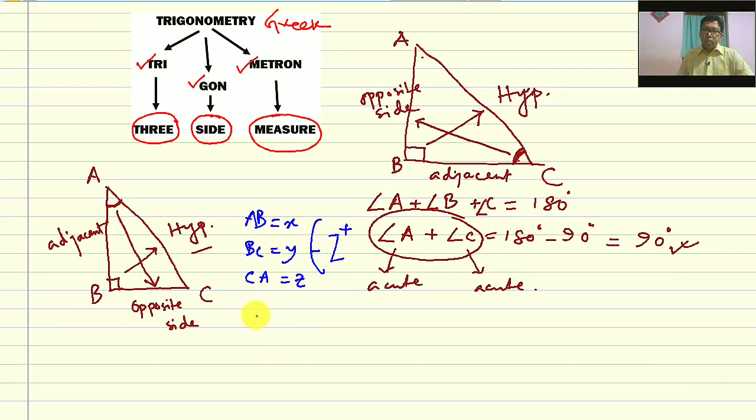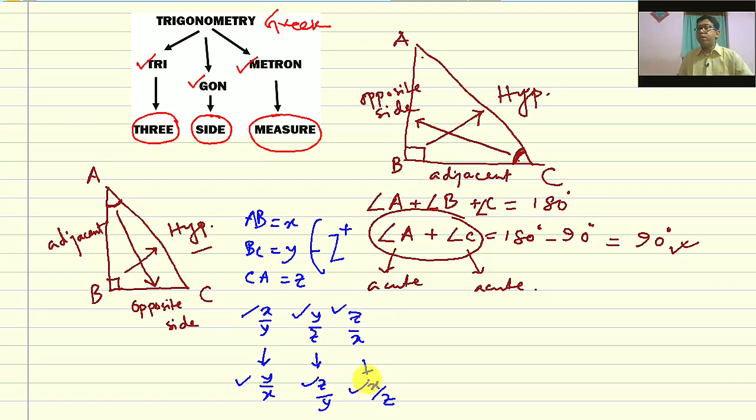Using these three positive integers, you can find six ratios, as for example, x by y, y by z, z by x. Similarly, their reciprocals also: y by x, z by y, and x by z. So 1, 2, 3, 4, 5, 6 ratios. Using three numbers you are getting six ratios. Now, why do I talk about the ratios of the sides of the triangle? This is very important because from the use of these ratios, you will get the concept of trigonometry.